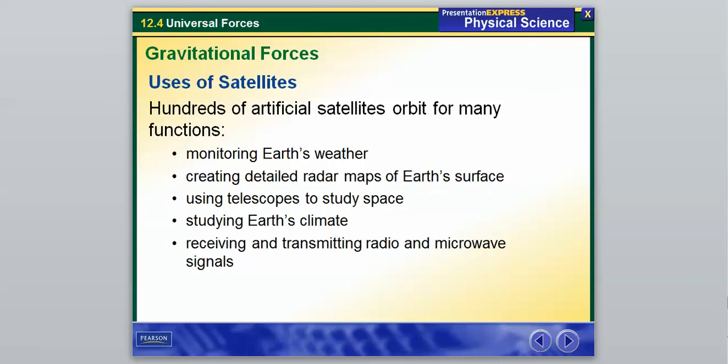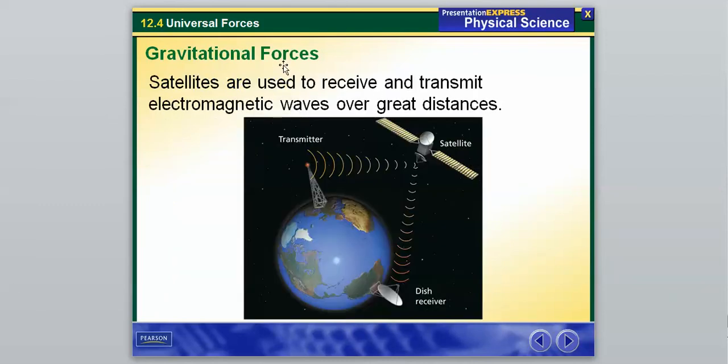And that's important because humans use satellites for a lot of different things. They can use them for monitoring the Earth's weather, creating detailed radar maps of Earth's surface, using telescopes to study space, studying Earth's climates, and receiving and transmitting radio and microwave signals, and then also your televisions, a lot of you, satellite TV. Again, you can thank Earth's gravitational force for that. Satellites are used to receive and transmit electronic waves over great distances. So here's our example of how satellites can help us with our TV every single day.